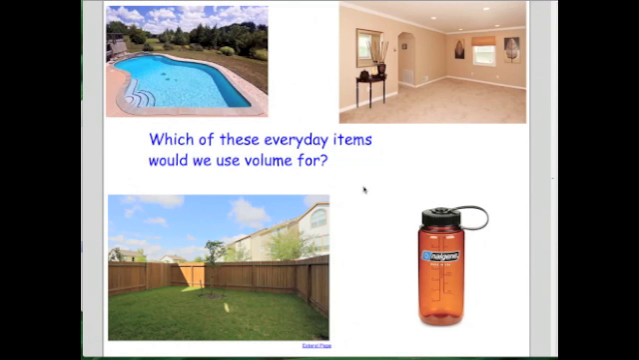Which of these everyday items would we use volume for? Go ahead and pause now and think if you can figure out which ones we would use volume for. Okay, you're back. You're ready to see which everyday item we'd use volume for.